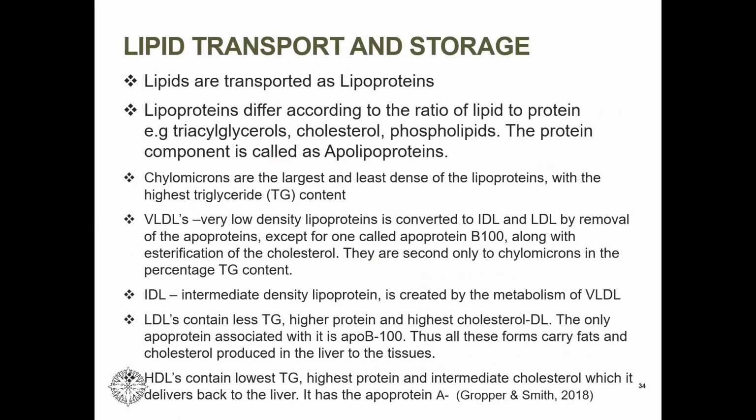This is the major difference with any other molecule which is being transported via the basolateral layer. All others will enter the blood, but fats, they would enter the lymph.